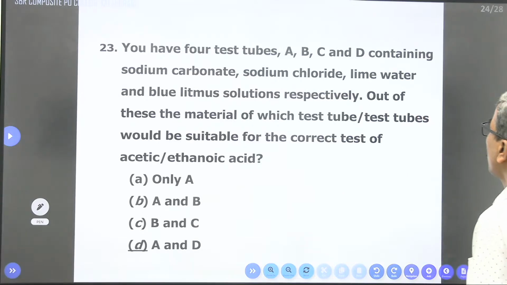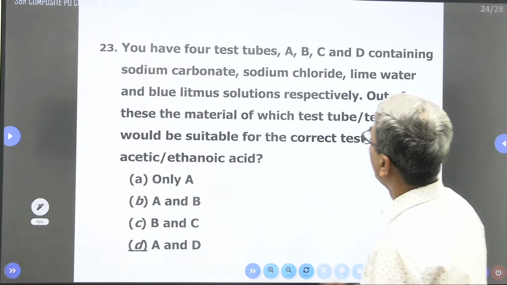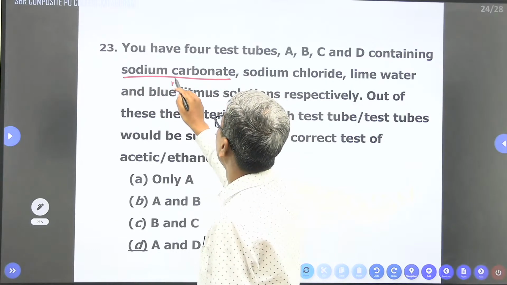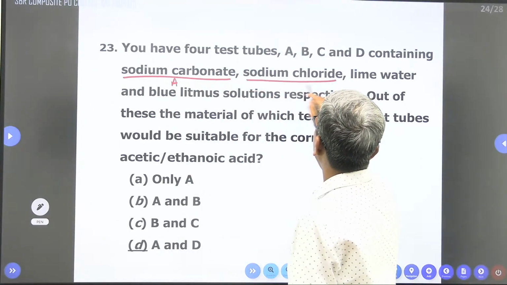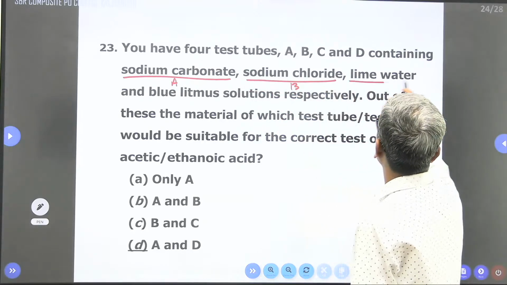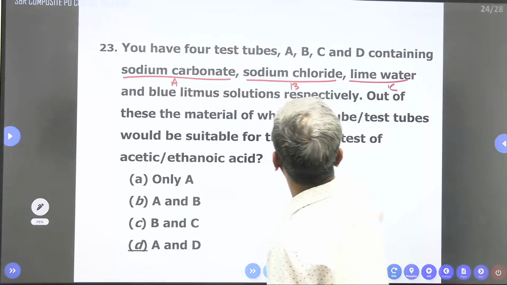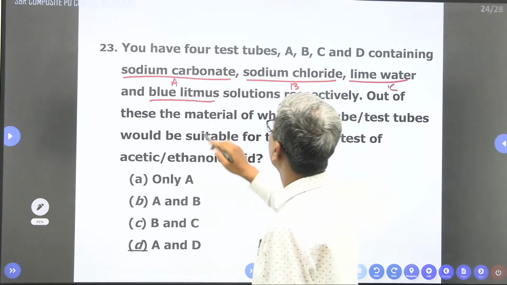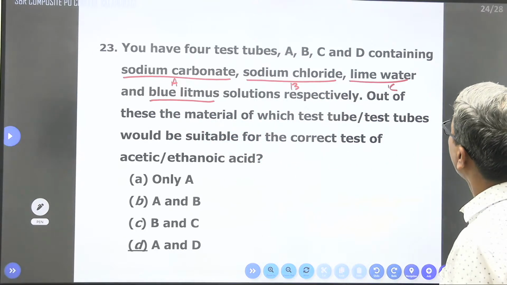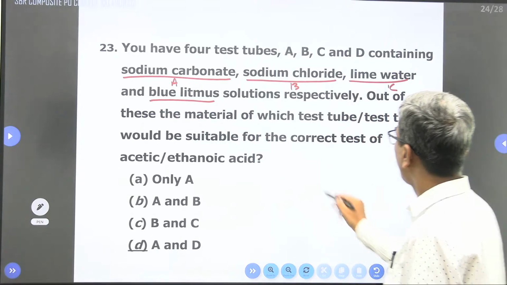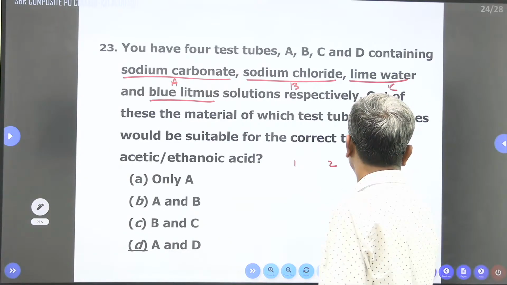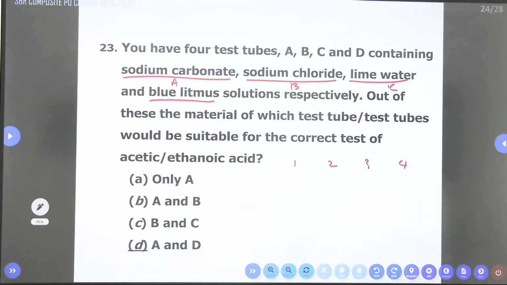You have 4 test tubes A, B, C, D. Sodium carbonate is there in test tube A, sodium chloride is there in B, lime water, which is calcium hydroxide, is in C, and D contains blue litmus. Sorry, I am repeating once again. We have 4 test tubes, suppose I label them 1, 2, 3, 4. They are saying they contain sodium carbonate, sodium chloride, lime water, and blue litmus solutions respectively.